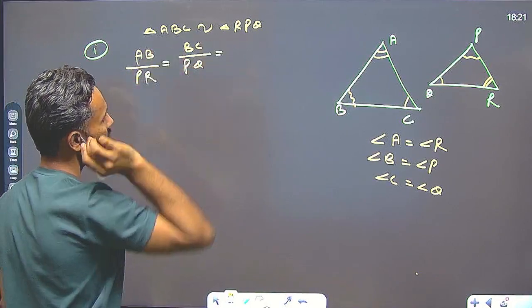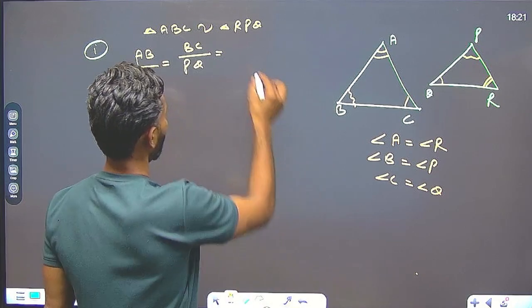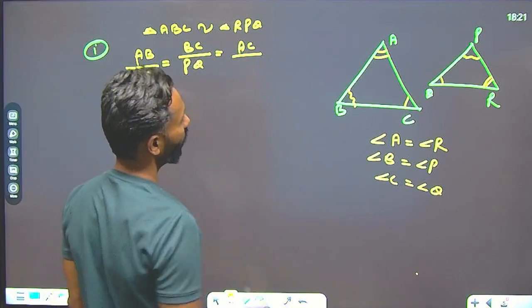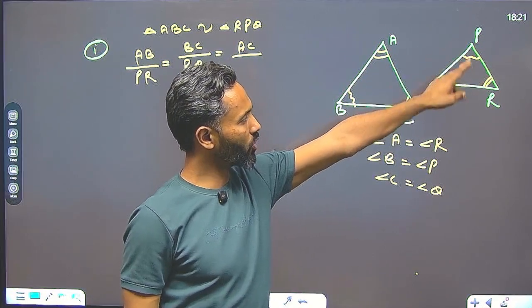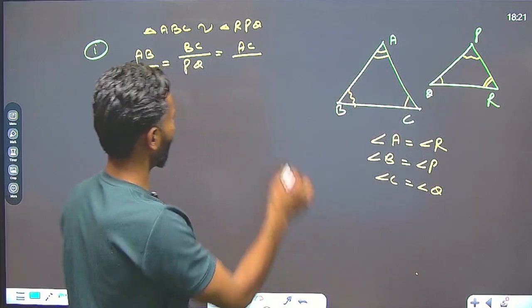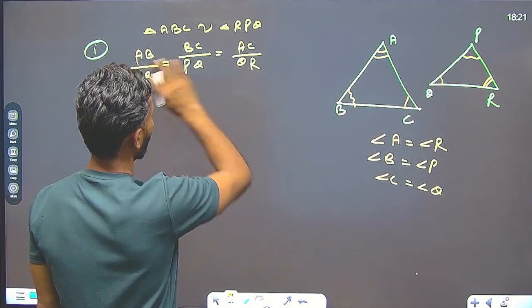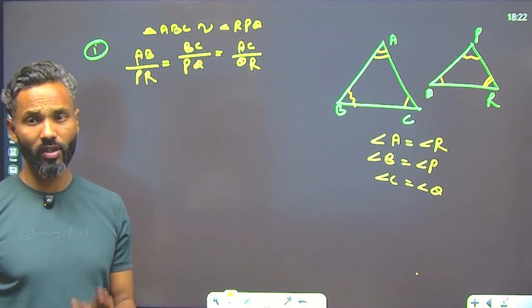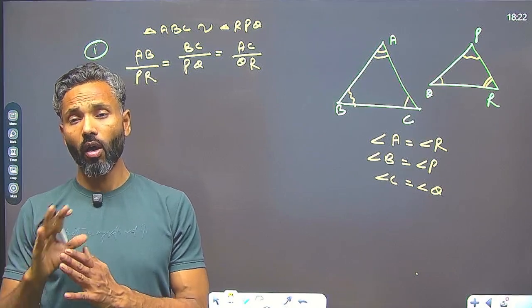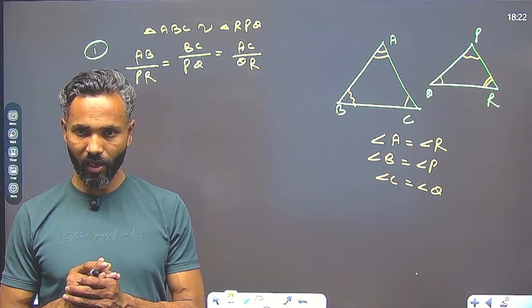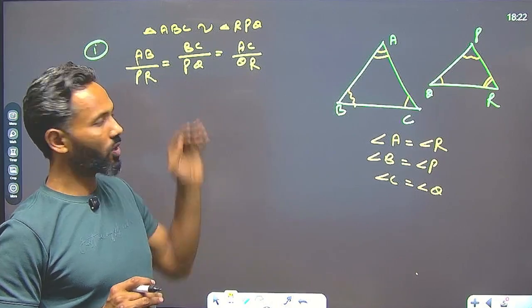In the same way, now AC is remaining. AC is opposite to which angle? B, and B is equal to P. So opposite to angle P is QR. So these are the ratios of the corresponding sides. So always remember, if two triangles are similar, the ratio of the corresponding sides of both the triangles will be equal. Understand that? Now we have to add more information with this rule.